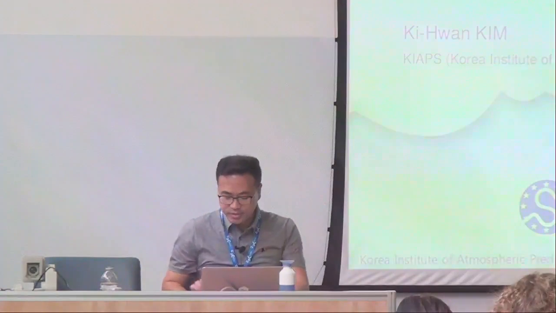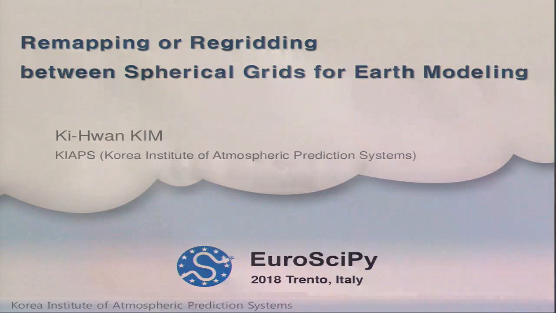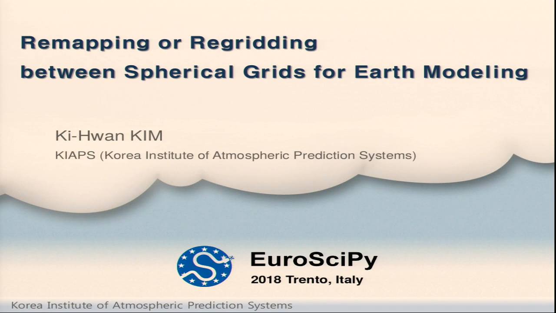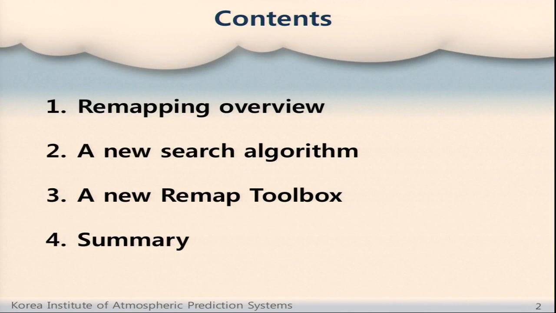Hello everyone, my name is Kywan Kim. I'm from the Korea Institute of Atmospheric Prediction Systems. The title of my presentation is Remapping or Regridding between Spherical Grids for Earth Modeling. The presentation is as follows. I will introduce the remapping methods on the sphere, a new neighborhood search algorithm, and a new remapping toolkit, in order.